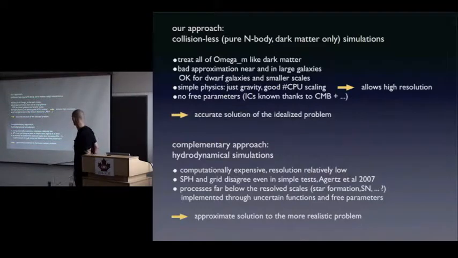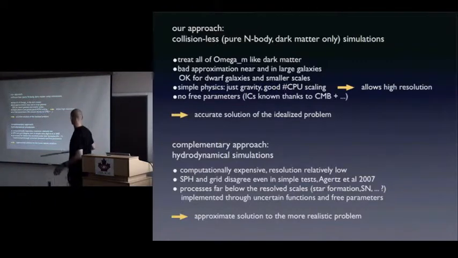It's, of course, an idealized problem, and our goal is to get as accurate as possible a solution to this idealized problem. The complementary approach to simulating structure formation is to do hydrodynamics, to include the gas physics, which is computationally much more expensive and much more challenging, of course. It's not trivial to implement gas physics. For example, the popular SPH technique and grid techniques often disagree, even in simple test cases. I'll show one on the next slide. Another problem is that you have many processes that are important for the energetics of the gas that happen very far below the scales that you are able to resolve when you simulate a galaxy.